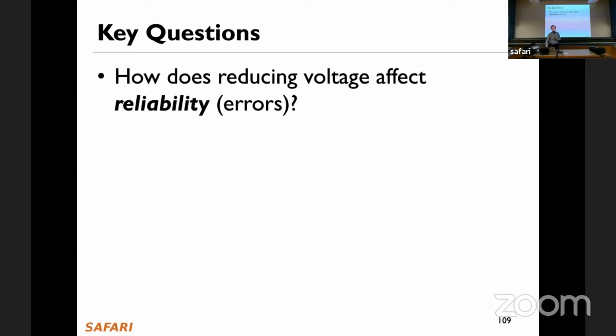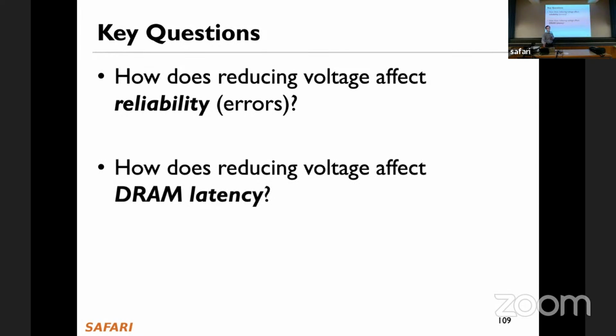So the question is, let's assume that you have the voltage lever. If you reduce voltage, how does it affect your reliability, meaning errors? How does reducing voltage affect DRAM latency? In other words, can you get rid of some of the errors that you get because of reducing voltage by increasing latency? Because there is that relationship. Because as you reduce voltage, things become slower, right? Propagation delay becomes larger. As a result, you need to wait longer to access data reliably.